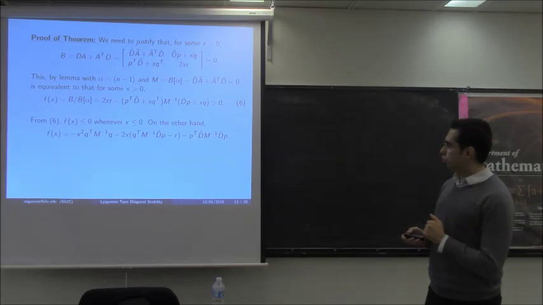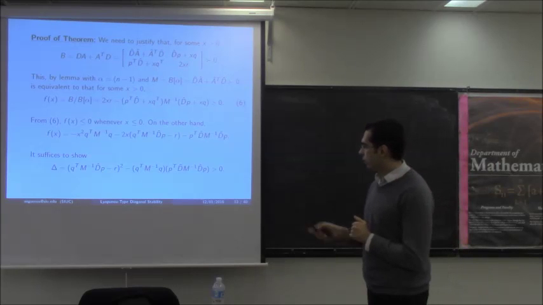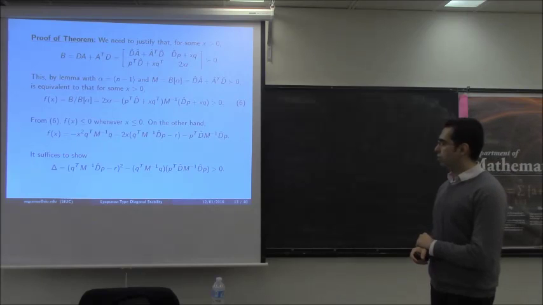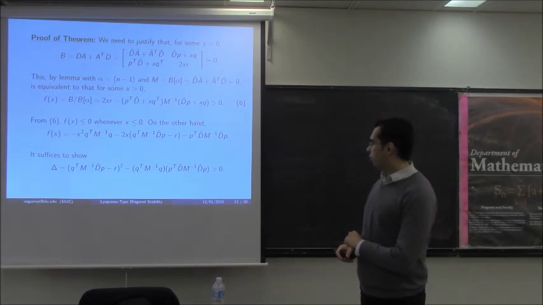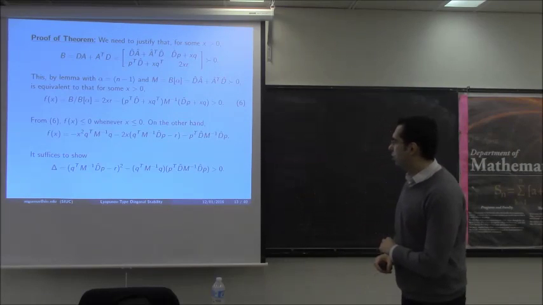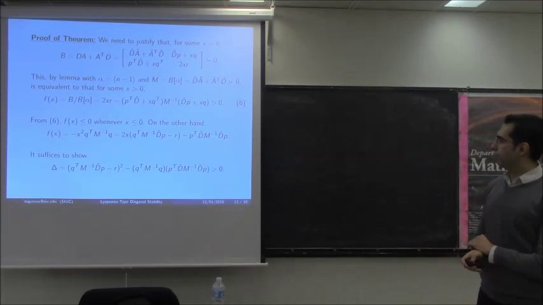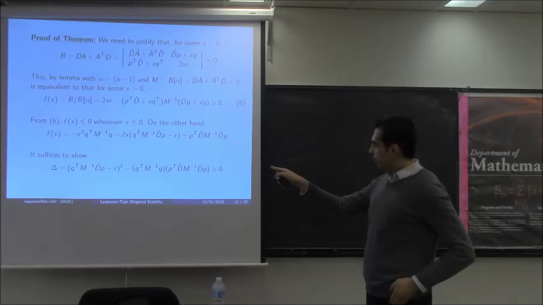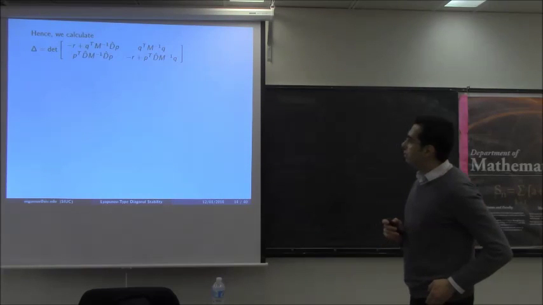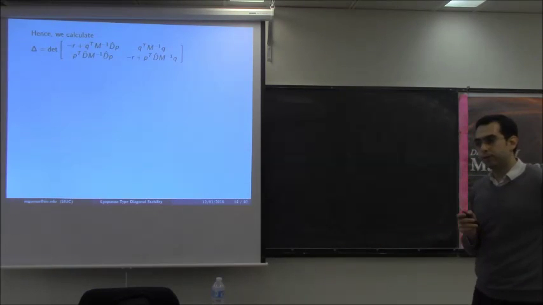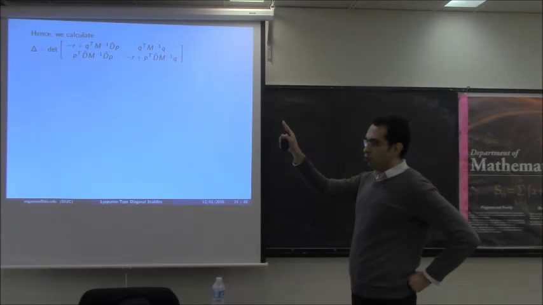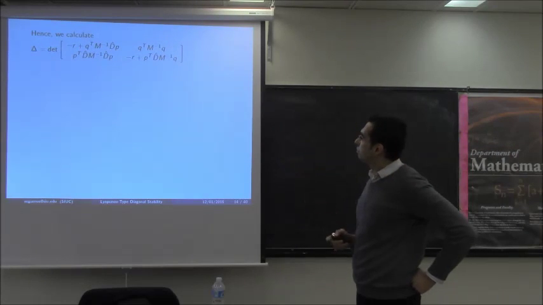So we need to show that the discriminant, which is actually a positive multiple of the discriminant, should be a positive number. So we are looking at whether delta is positive or not. Now we write this delta as a determinant of a 2 by 2 matrix. Here we need to show that this determinant is positive.